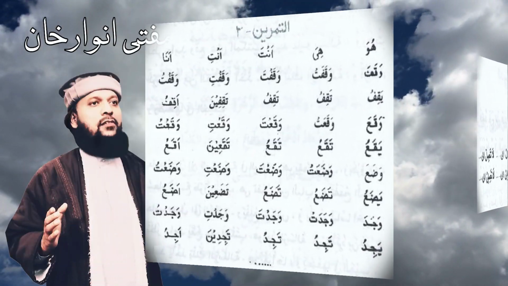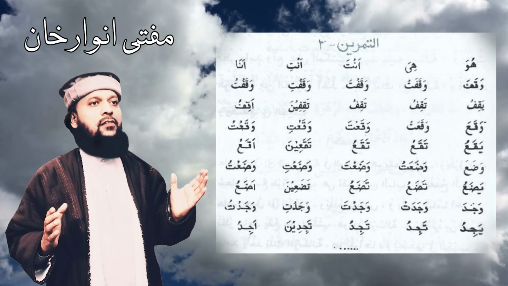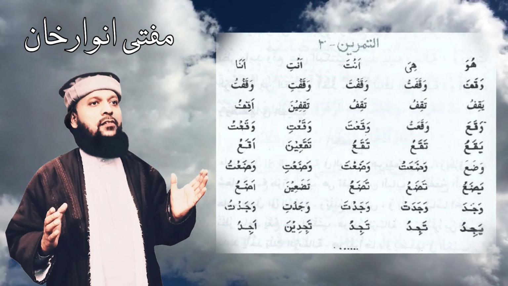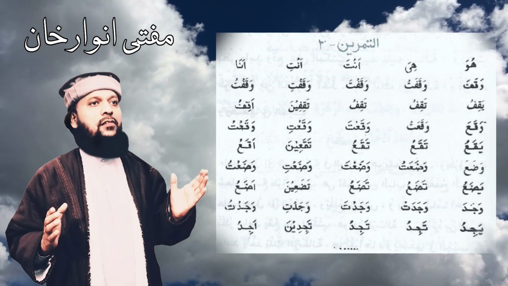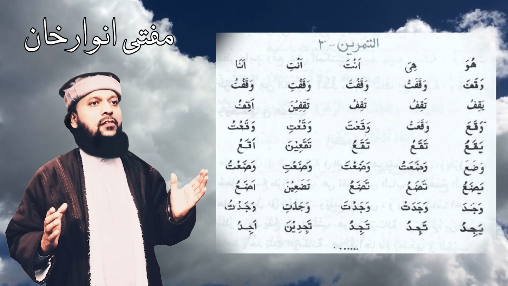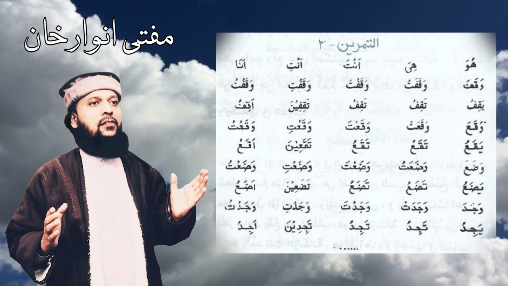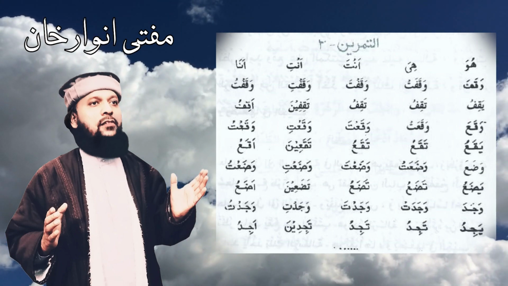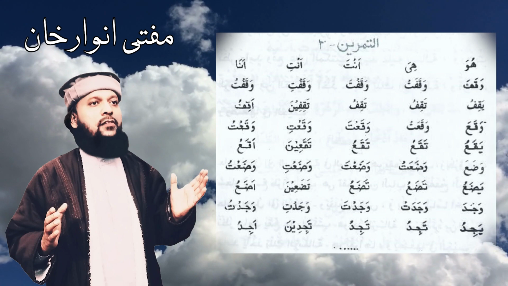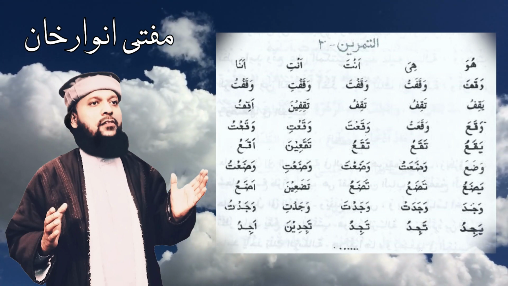Tamreen number 2. In this tamreen, 4 verbs have been given, and their different forms have been provided for you to understand the difference between each sigha, each form.